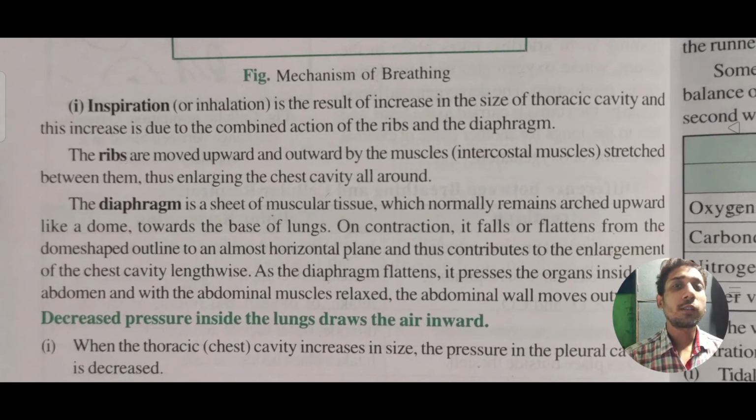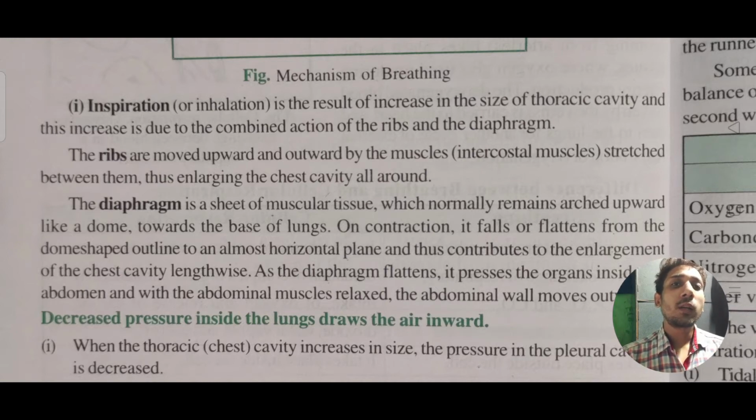So what is inspiration? Inspiration is also named inhalation. And what is inhalation? Inhalation is the result of an increase in the size of the thoracic cavity, which is due to the combined action of the ribs and diaphragm. So inhalation is the process in which the thoracic cavity increases in size. And why does it increase? Because we take oxygen inside our body, and there is a combined action done by the ribs and diaphragm. Thereafter, the whole procedure is called inspiration.